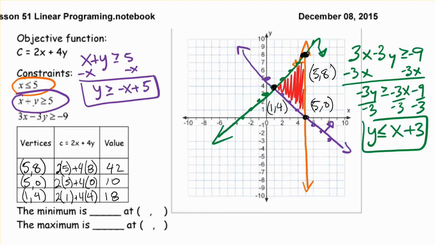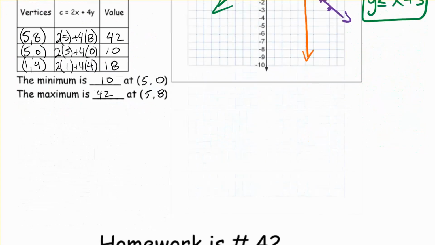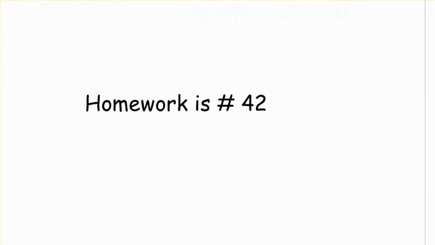So here we have a minimum of 10, and that's at the point 5, 0. And we have a maximum of 42, and that's at the point 5, 8. Our homework tonight is 42.